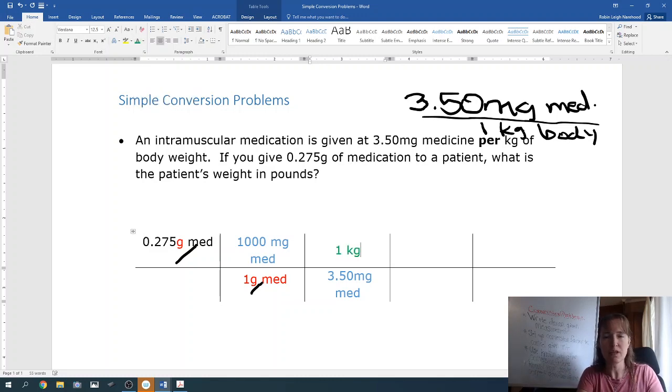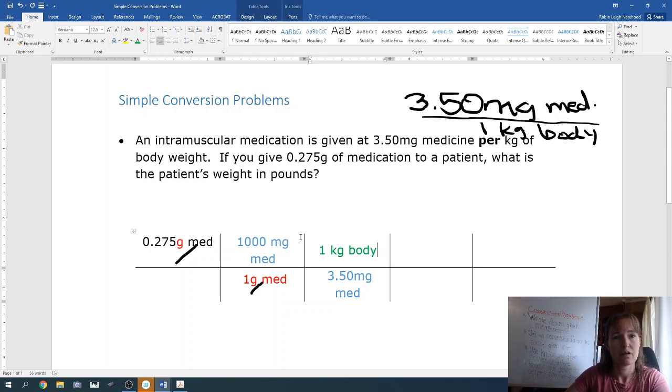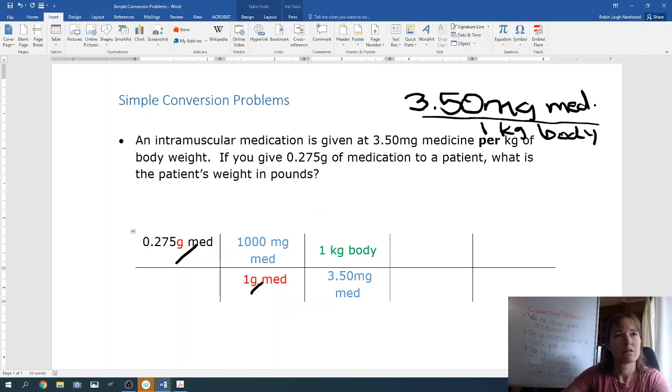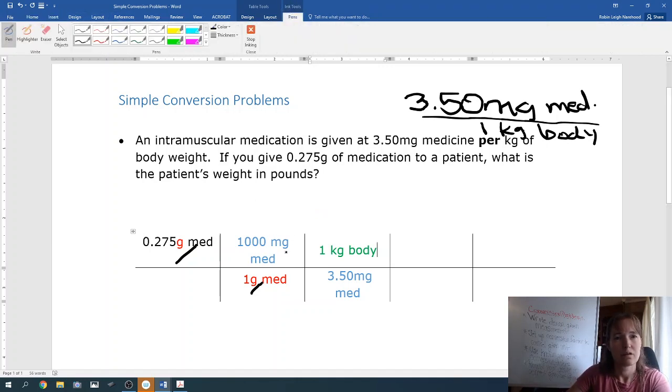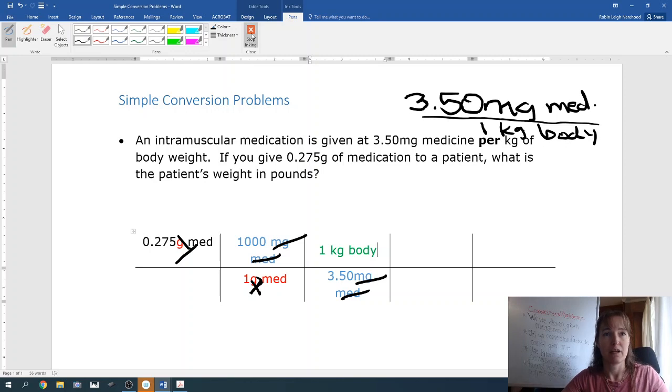One kilogram of body weight. And so now the milligrams of medication is going to cancel. And now we're at kilograms, but we want the patient's weight in pounds. And so one of the common conversion factors between the metric system and the standard system is kilograms to pounds.